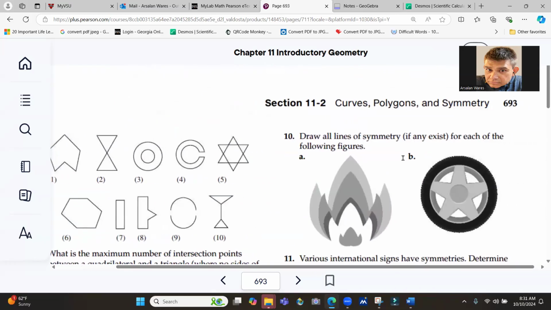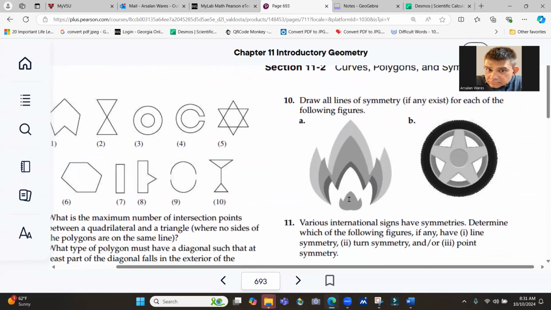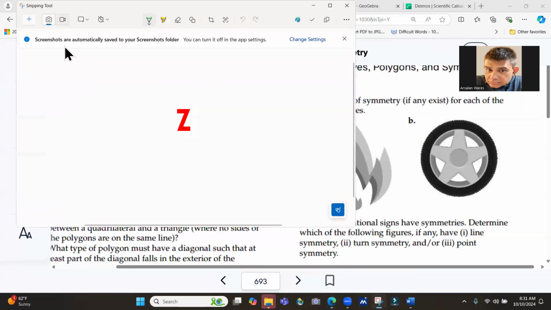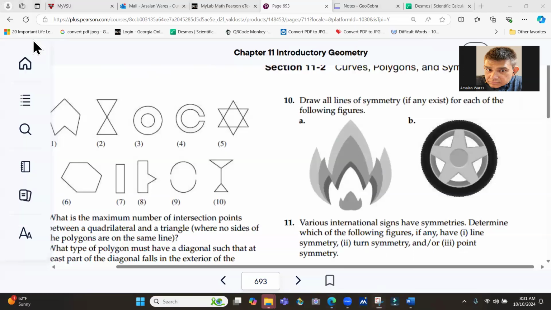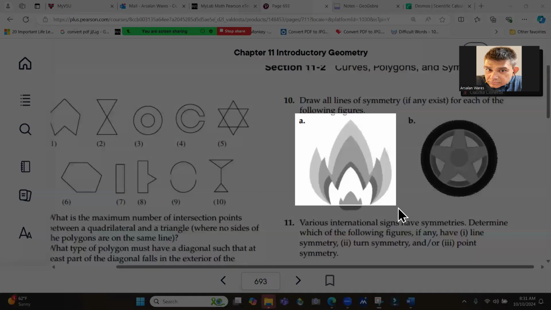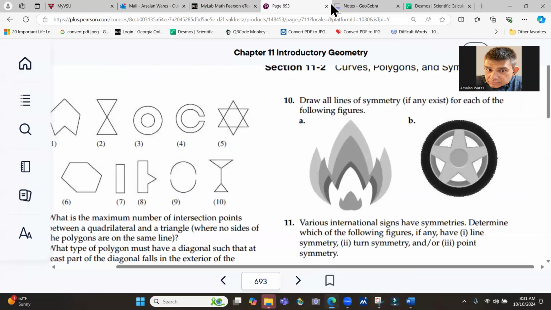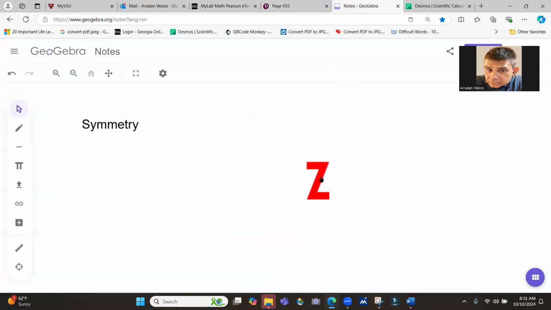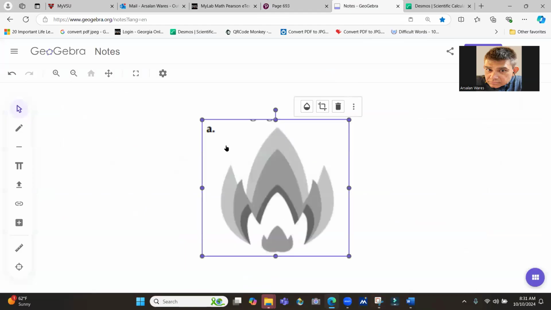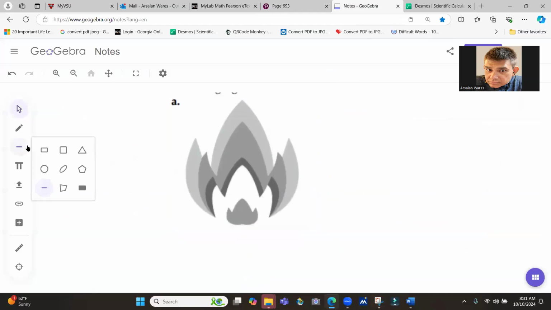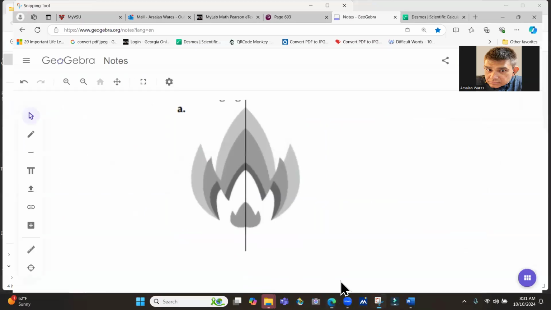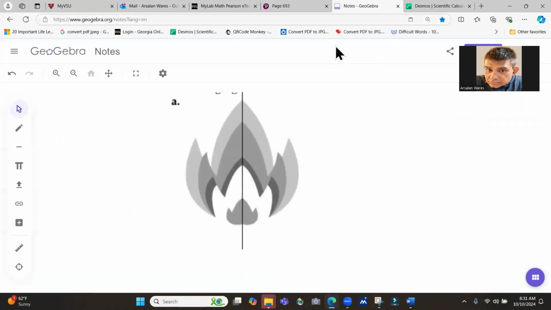Draw lines of symmetry if they exist for each of the following figures. Now, on the exam, I may ask you to draw lines of symmetry, or I may ask you to tell me how many lines can be drawn. So be aware of that. So I'm going to take this guy and put it here. I can only draw one line right through the middle for this one. For this one, I'll bring it back, okay?